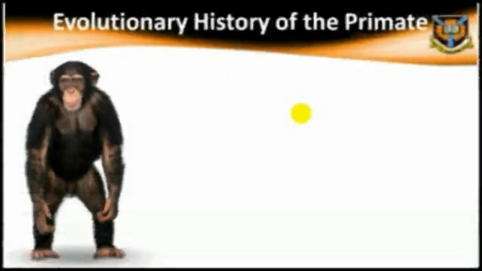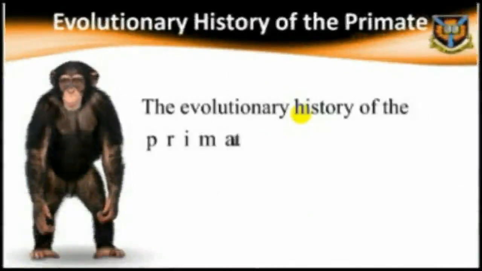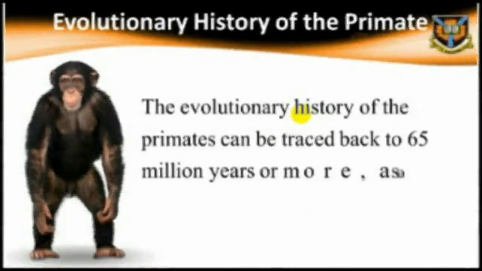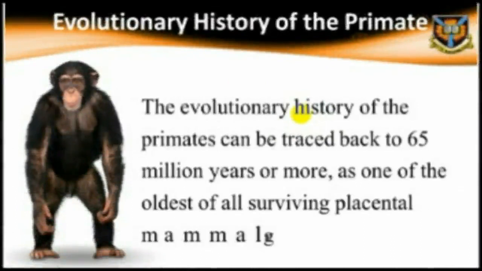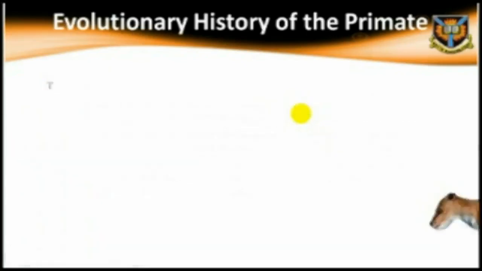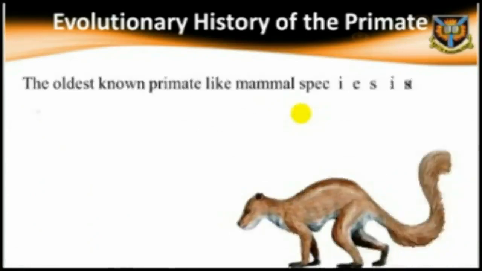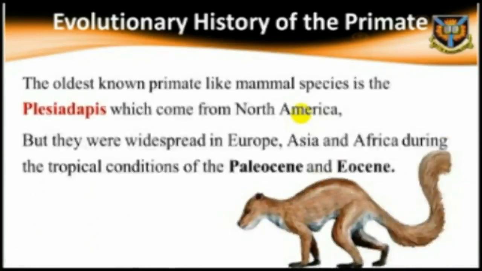Evolutionary history of the primate. The evolutionary history of the primates can be traced back to 65 million years or more, as one of the oldest of all surviving placental mammal groups. The oldest known primate-like mammal species is the Plesiadapis, which comes from North America, but they were widespread in Europe, Asia, and Africa during the tropical conditions of the Paleocene and Eocene.